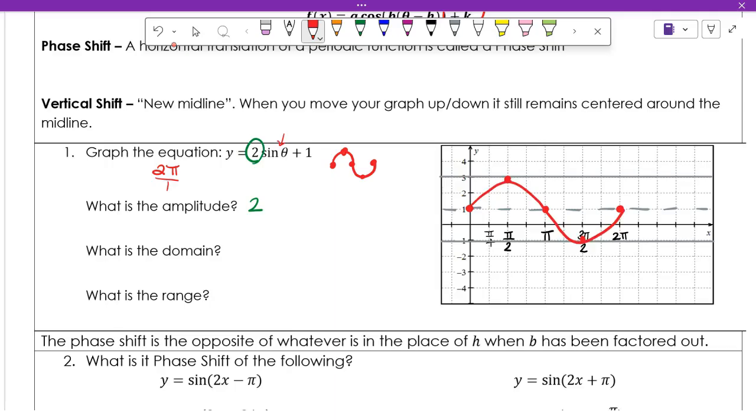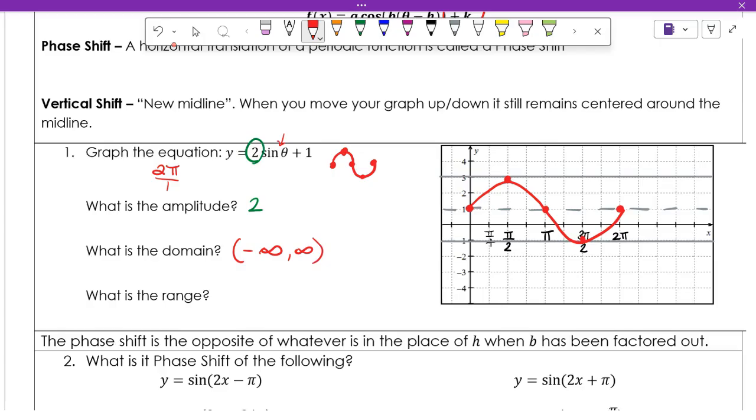That would be one period of my sine function, shifted up vertically by 1, with an amplitude of 2. It doesn't have any vertical reflections or anything like that, so that's all I've got. What's the domain of my function? The domain of sine is always negative infinity to infinity, unless it has been restricted for some reason and you're given a shorter domain.